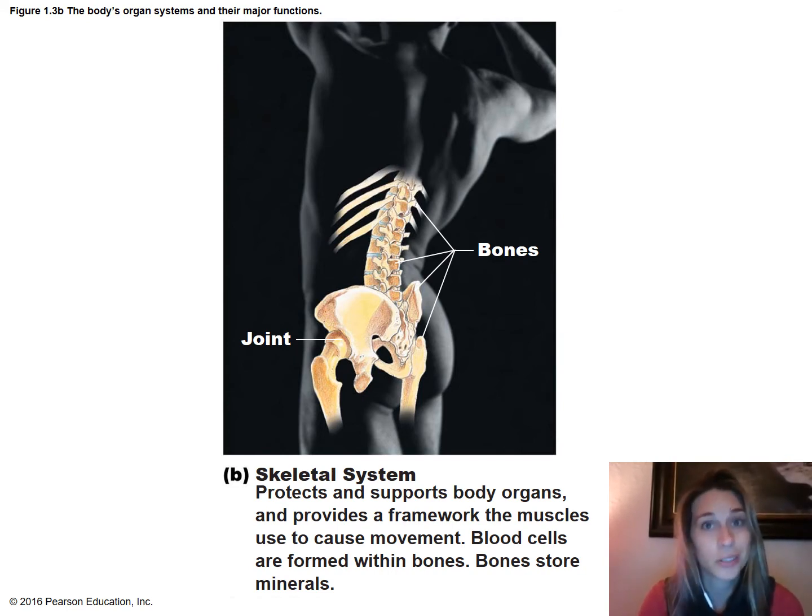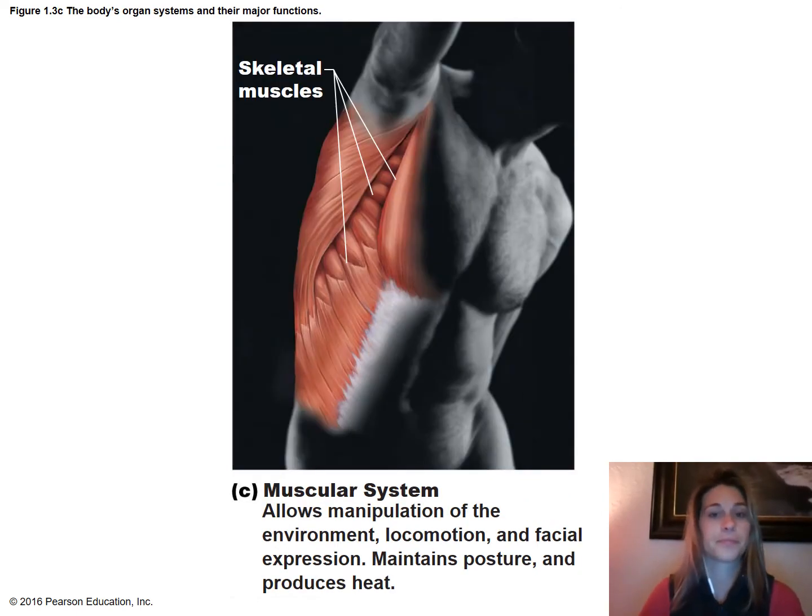However, it also plays very important roles in things such as blood cell production and the storage of certain types of minerals, hydroxyapatites, calciums, and the like. Whoa, aren't we made of this?